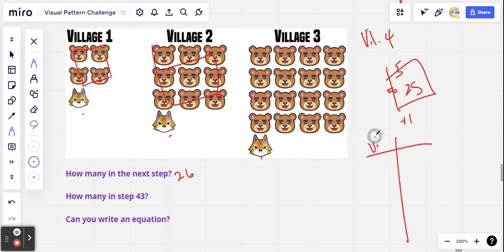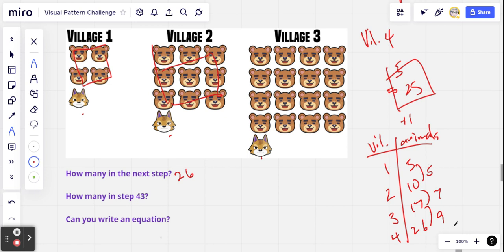So I'm going to put the village number here and then the number of animals in each village. In village 1, we've got 5. In village 2, 10. In village 3, 17. And in village 4, we're predicting 26. And then the way we analyze these numbers is by subtracting to find the difference between each step. So between step 2 and 1, 10 minus 5, difference of 5. Between the next two steps, difference of 7. 17 minus 10 is 7. And 26 minus 17 is 9, so there's a difference of 9 between step 3 and 4.